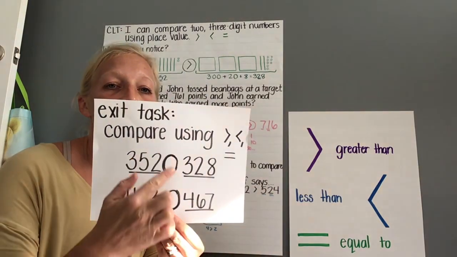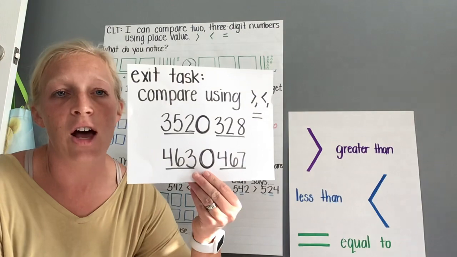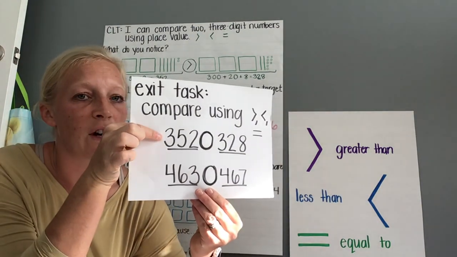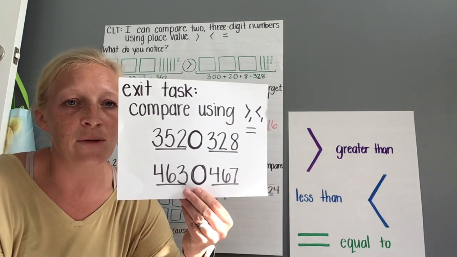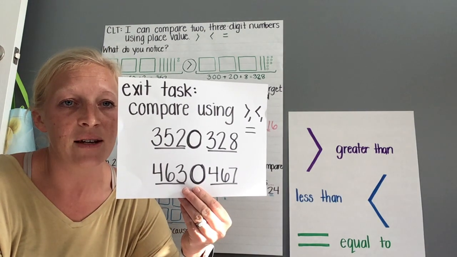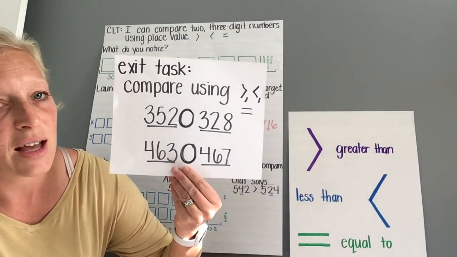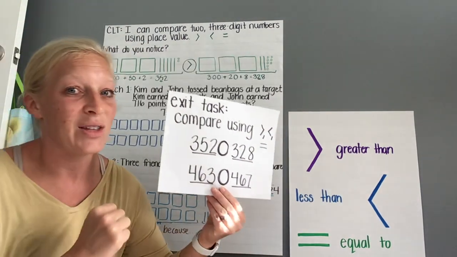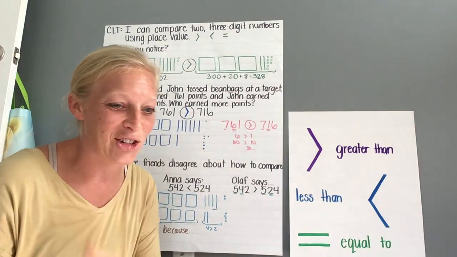I want you to use your greater than, less than, or equal to sign to help compare these 2 problems. We're going to do this one first, and then this one. 352, 328, and then 463 and 467. I should have 2 numbers written for me. I will see you tomorrow as we dive just a little bit deeper and amp up the challenge a little bit.